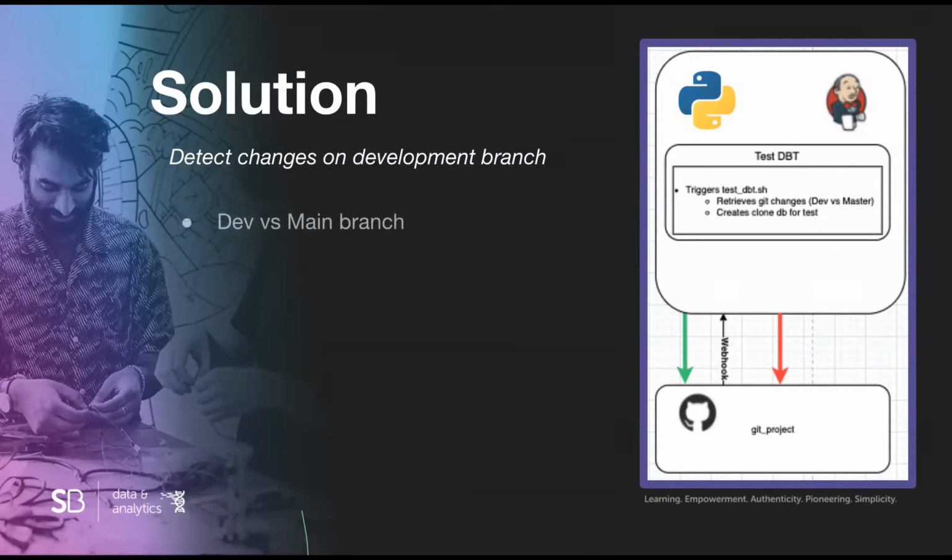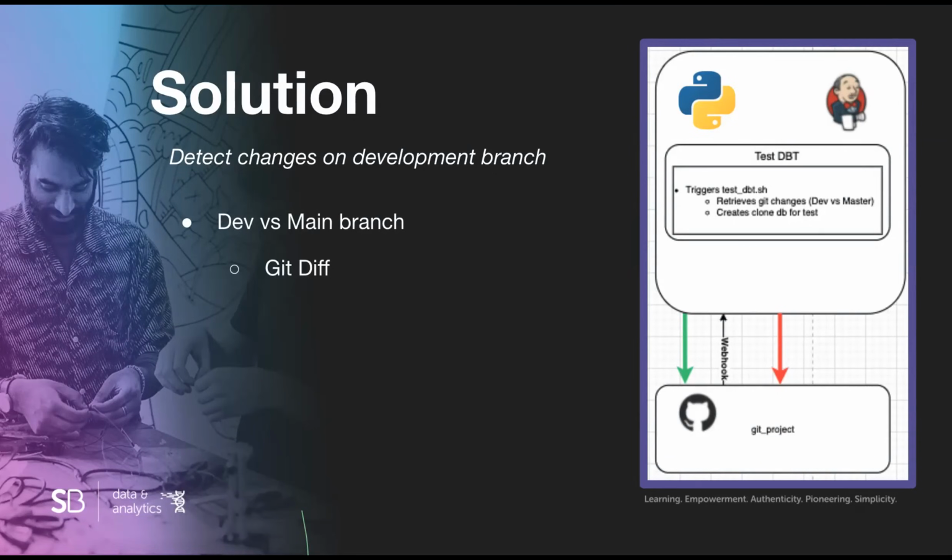So it starts by comparing all the changes made in that dev branch against the main branch using a git command called git diff. So at this point, we get pretty much all the changes within that dev branch for that user. So that's good, but not everything will be relevant for our test.